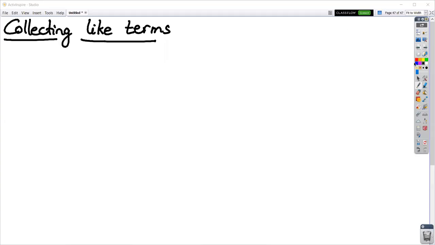Hi there. In this video, we are doing collecting like terms. I'm going to start with a very basic example. If we have a plus a plus a plus a, it means we have got four lots of the same thing. The sum of them together would be 4a.